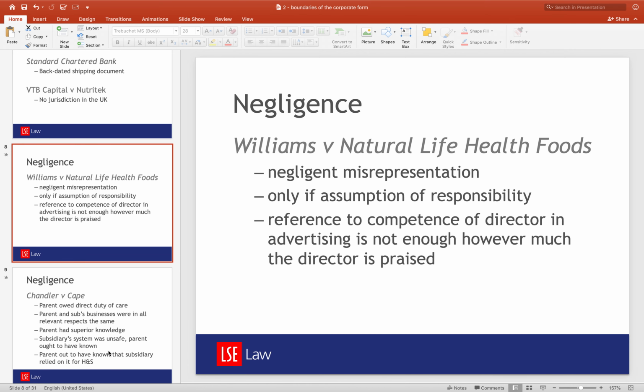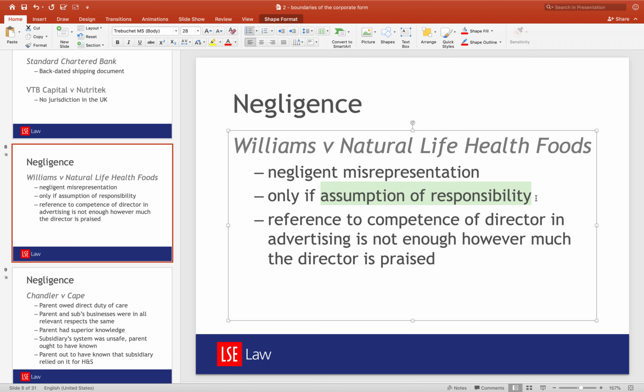Then negligence can also lead to liability. That's not tortious liability. Williams v Natural Life Health Foods was a case where there was no liability because Mr. Mistlin in that case hadn't assumed responsibility. So you remember that this was the health food shop case where the Williamses were receiving negligent advice about the suitability of their business plan.